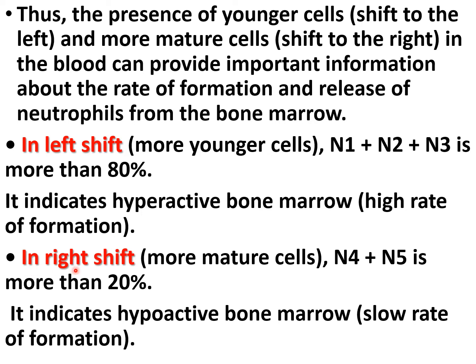And what is the shift to the right? In right shift, there are more mature cells. N4 plus N5 is more than 20%. It indicates hypoactive bone marrow, meaning a slow rate of formation.